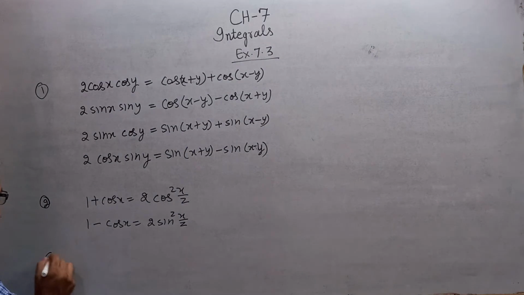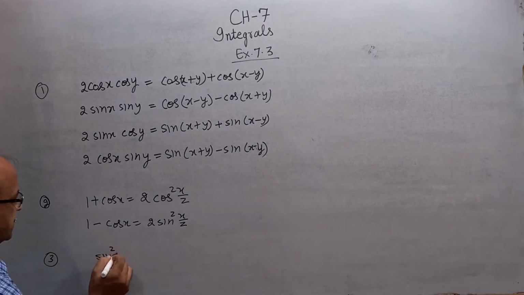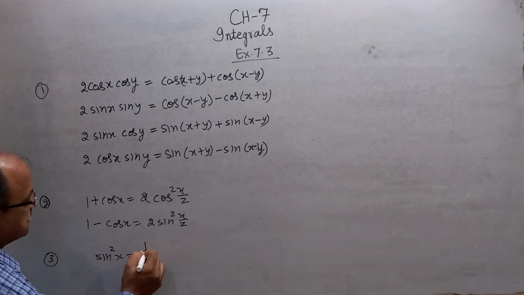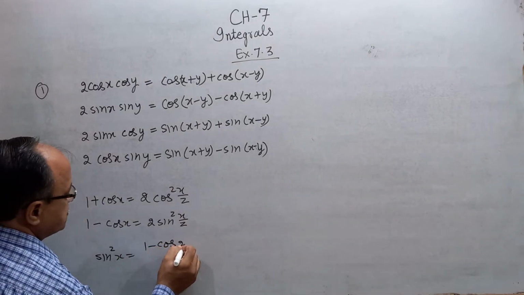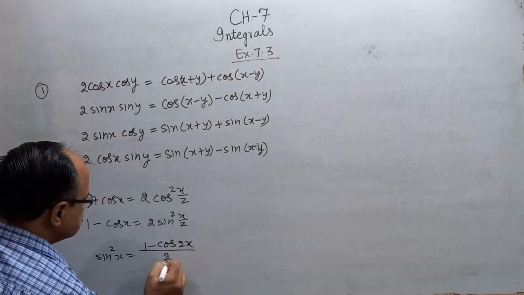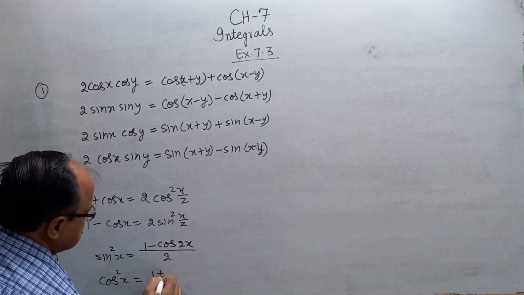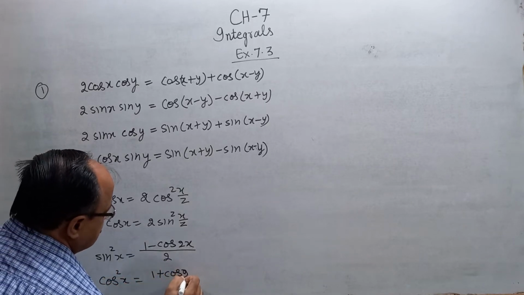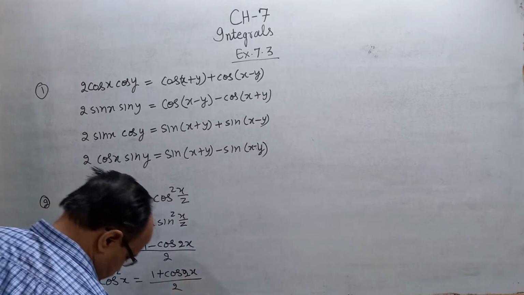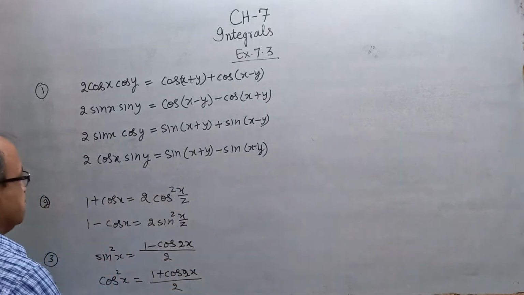two more formulae: sin square x is 1 minus cos 2x by 2, and cos square x is 1 plus cos 2x by 2. Right?